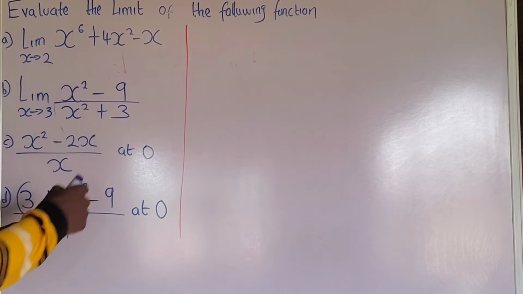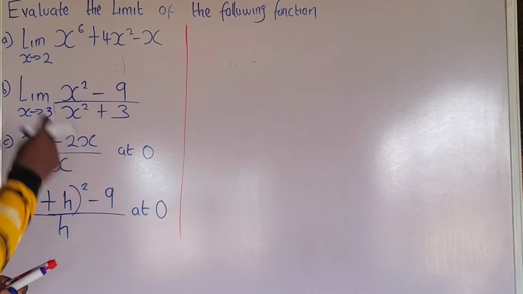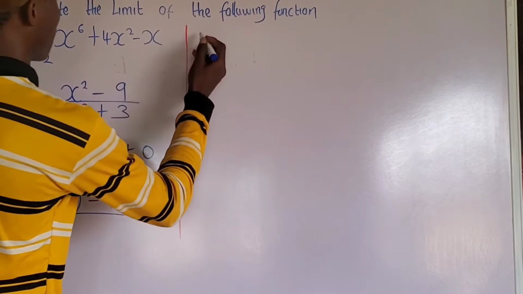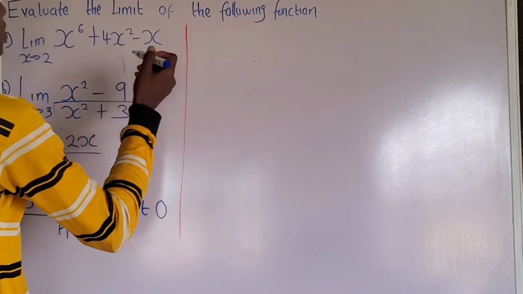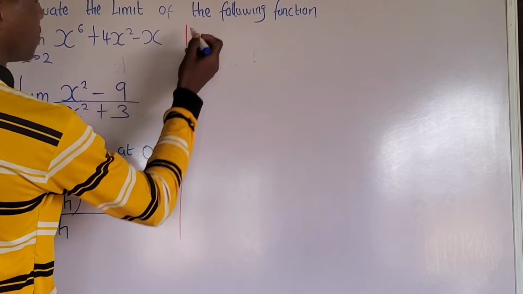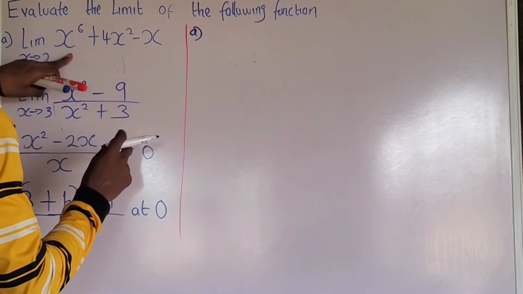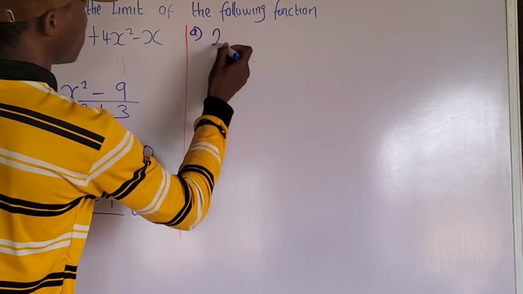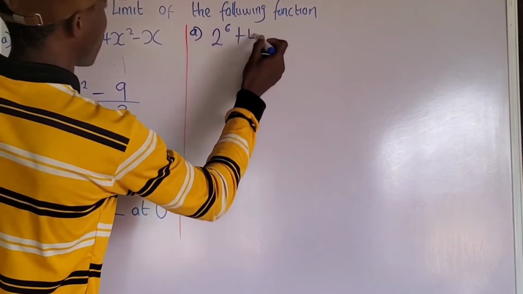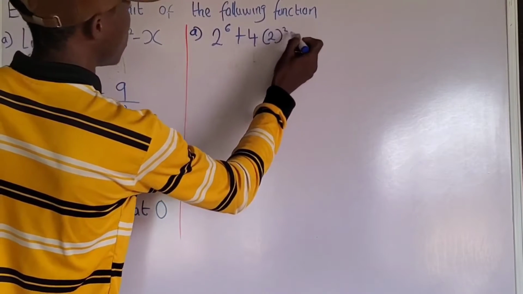We have the limit of x to the power of 6 plus 4x squared minus x as x tends to 2. Let us use the direct substitution method. For the first question, that is A, if you want to use direct substitution, you're going to have 2 to the power of 6 plus 4 multiplied by 2 to the power of 2 minus 2.